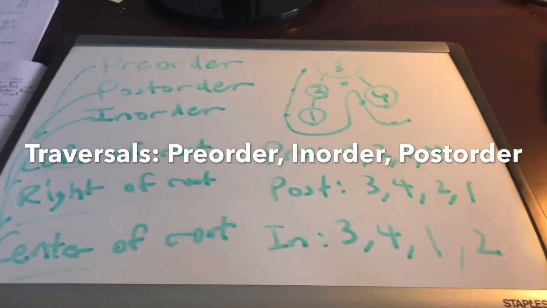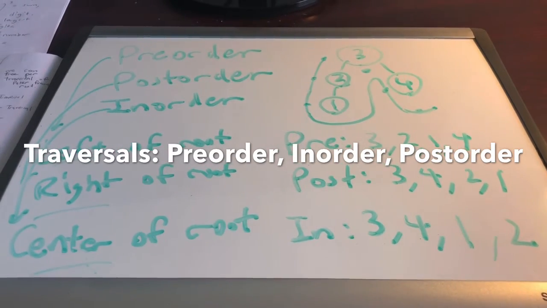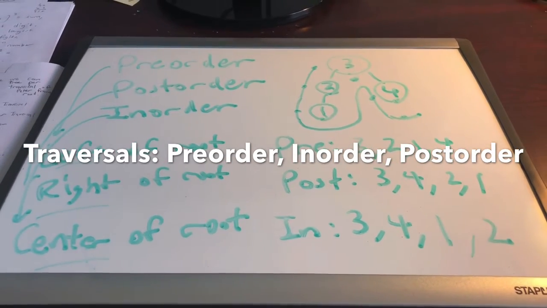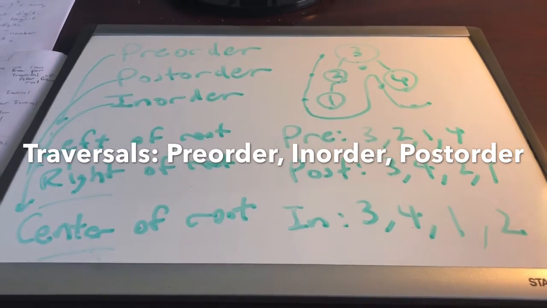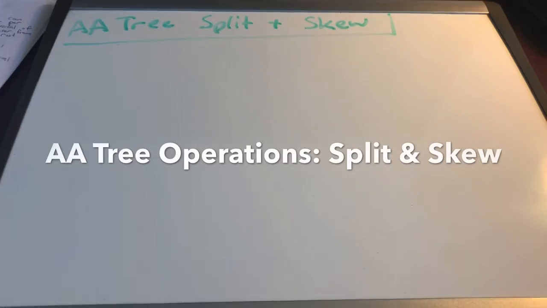Definitely double check your work with tree traversals because many people get these wrong in LeetCode right away. Now let me show you the split and skew operation of the AA tree. I'll have the AA tree Wikipedia link as reference. So we're going to try now some AA tree split and skew.